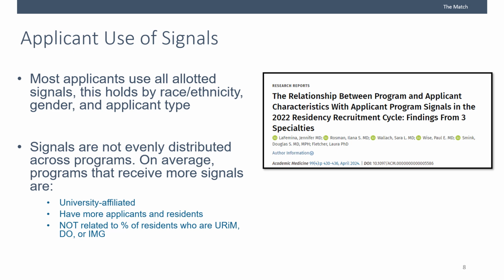On average, IMG and DO applicants sent fewer signals than their MD peers in the large signal specialties and fewer signals in the two-tiered specialties. On average, applicants send more signals to university-affiliated hospitals and to programs with more applicants and residents. In general, there were not differences in the number of signals received based on the percentage of current residents who are URIM, DO, or IMG.